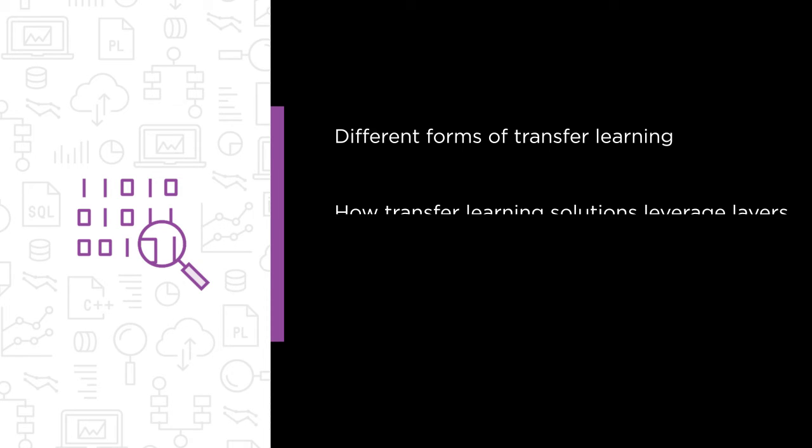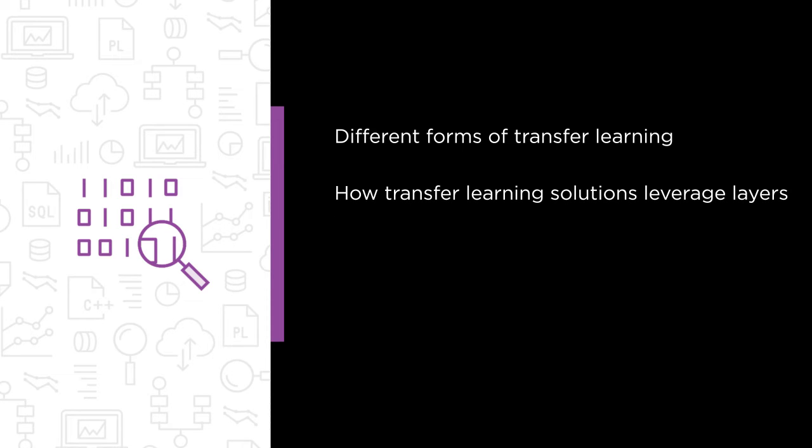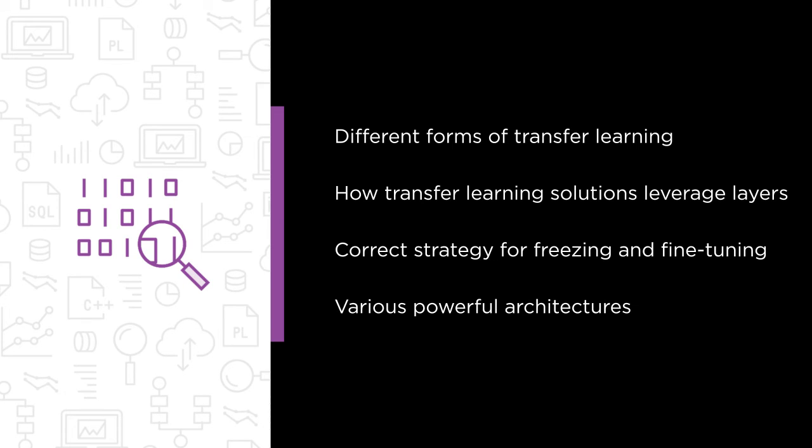Next, you will discover how transfer learning solutions leverage the fact that lower layers of pre-trained models typically extract feature information and are data-specific, while later layers tend to be more problem-specific. Finally, you will explore how to design and implement the correct strategy for freezing and fine-tuning the appropriate layers of your pre-trained model. You will round out the course by seeing the various powerful architectures that are made available in pre-trained form in PyTorch's suite of transfer learning solutions.